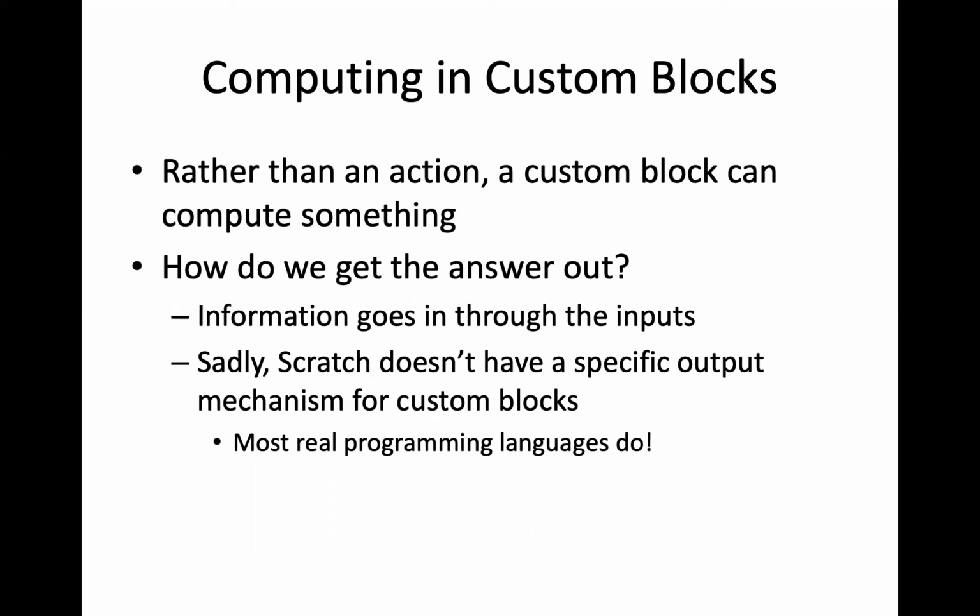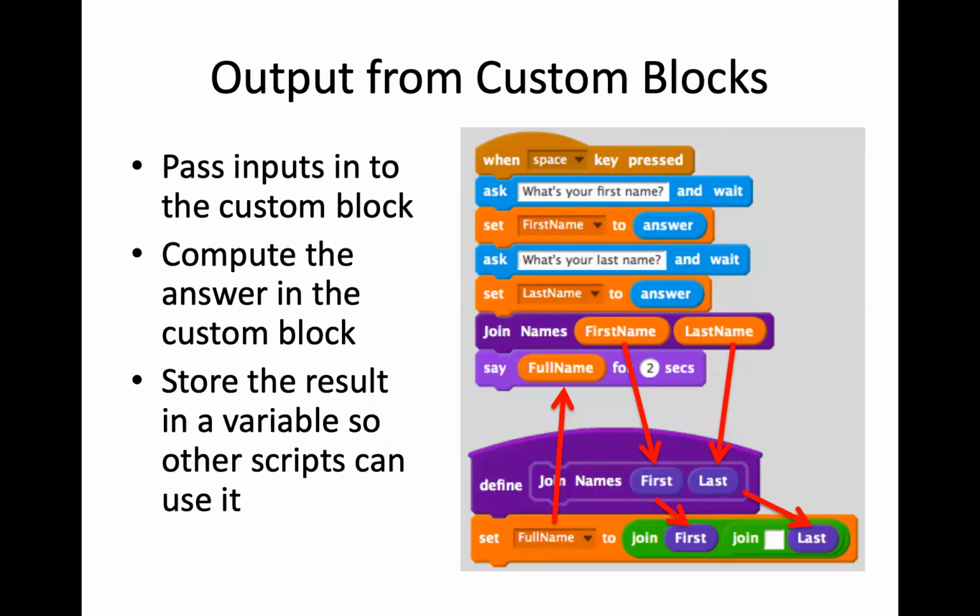So we can write a computation, for example, a sine or cosine or whatever mathematical function, so we can have it return something to the calling code, and Scratch doesn't make that convenient. So let's look at how we would actually do that in practice. So what we do is we pass inputs to the custom block through parameters, and we store the output in some sort of a variable.